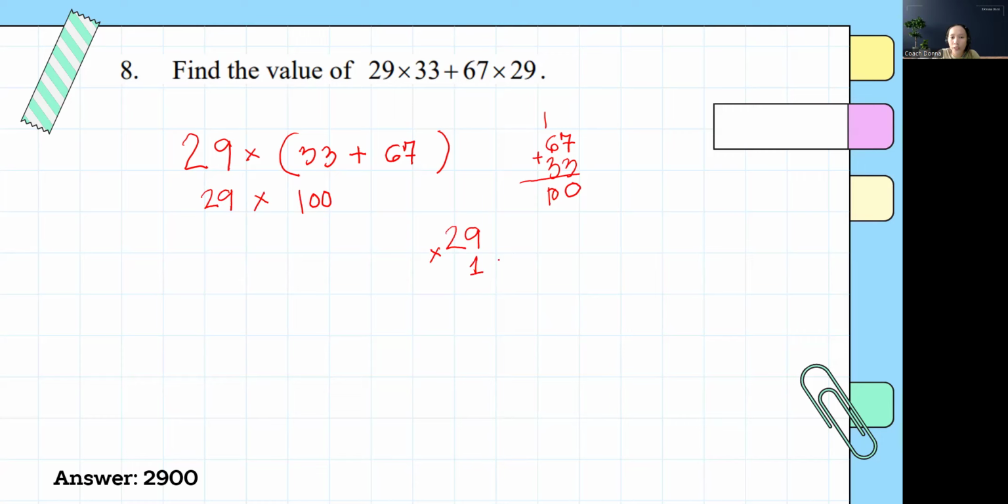So let's move these two zeros on this side, because we're just going to bring them down later. We're just going to multiply the non-zero number to our 29. So 29 times 1, remember that any number multiplied by 1 is itself. So 29 times 1 is 29. Bring down the two zeros, we'll get our answer of 2,900. That's how we get number 8. That's it. No questions?